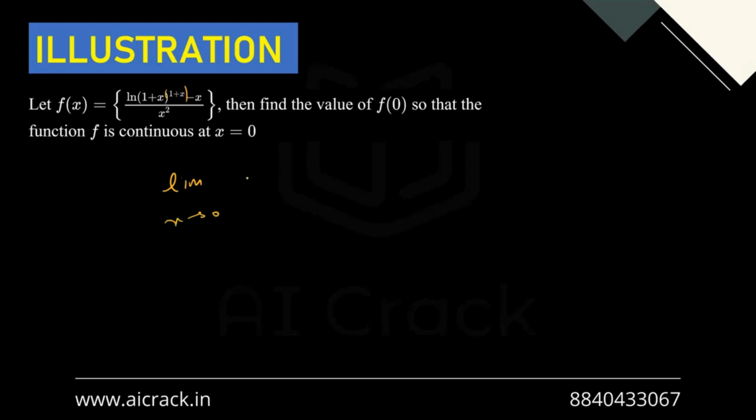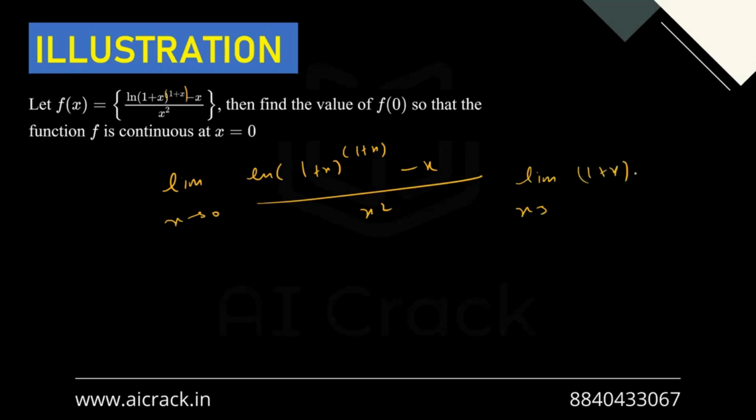Limit as x approaches 0 of ln of (1 plus x) raised to the power (1 plus x), minus x, divided by x square. Okay, so using the property of log, we can write this as (1 plus x) times ln of (1 plus x) minus x, divided by x square. Okay, so let's use the expansion series to find out the limit of this function.